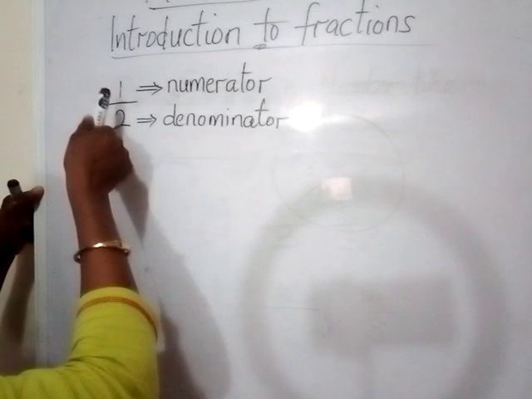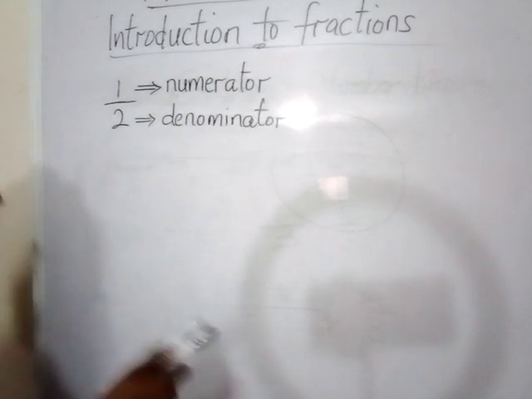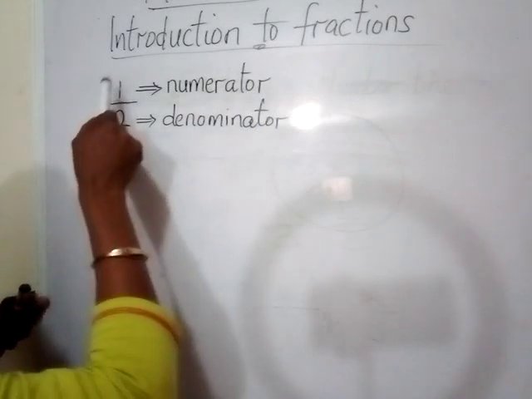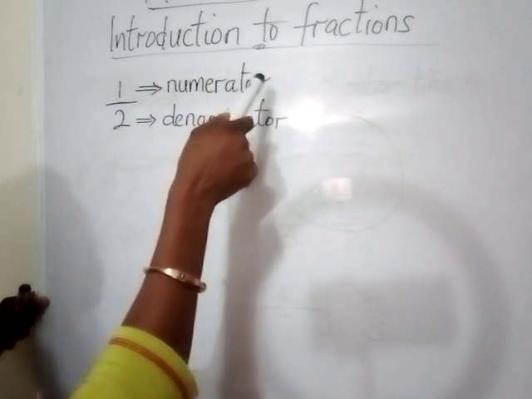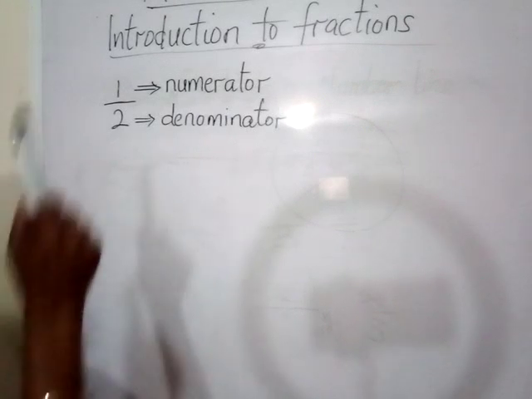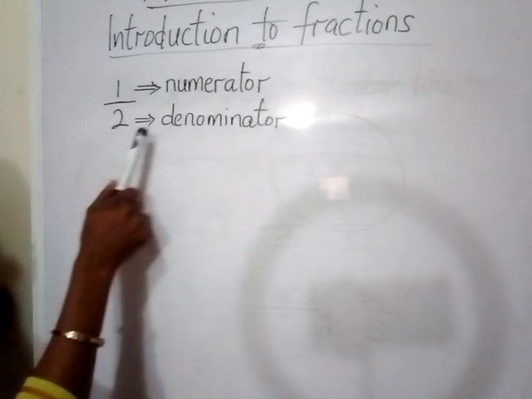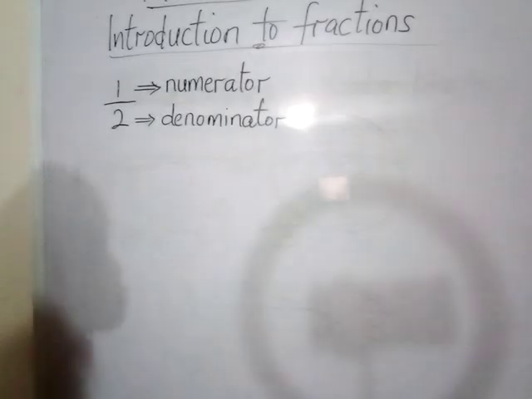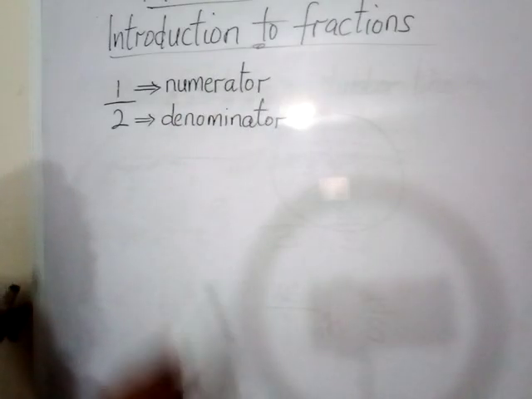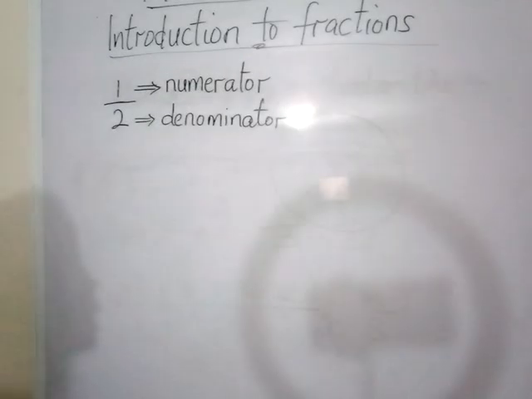So the number at the top has a name, and it is numerator. That's the name of the number at the top, numerator. And then the number below is called the denominator. Numerator is the number at the top, and denominator is the number below. So take note of that.